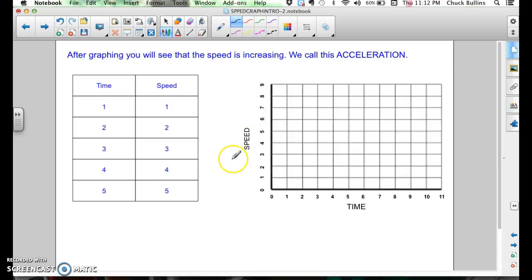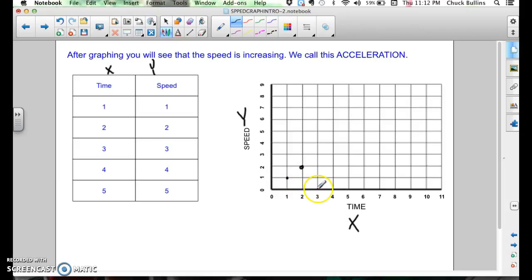Let's graph this. Again, speed is on your y-axis, time is on your x. So we have x and we have y. And remember, we're going to go in the door and up the steps. In the door 1, up the steps 1. In the door 2, up the steps 2. Go in the door 3, go up the steps 3.